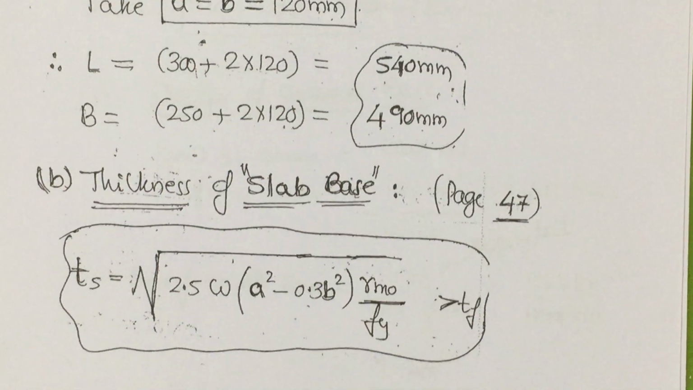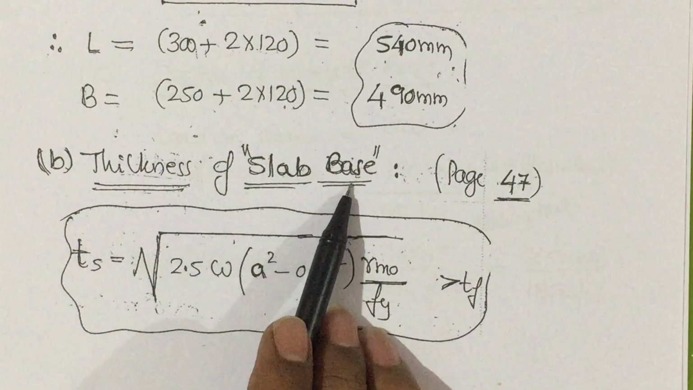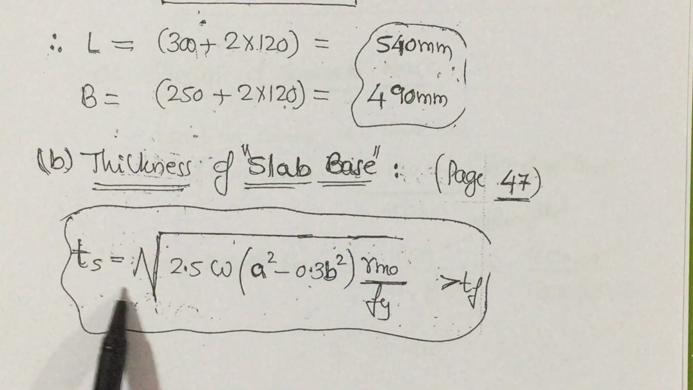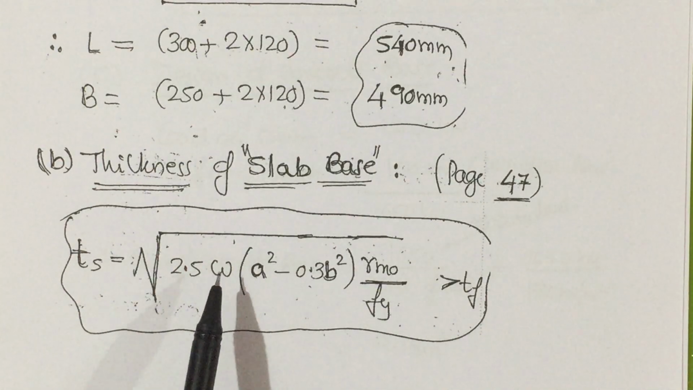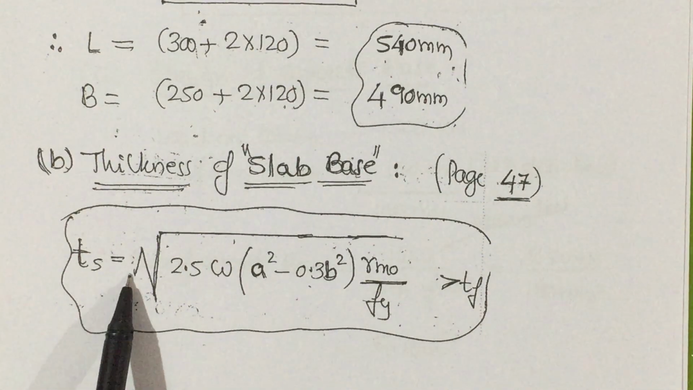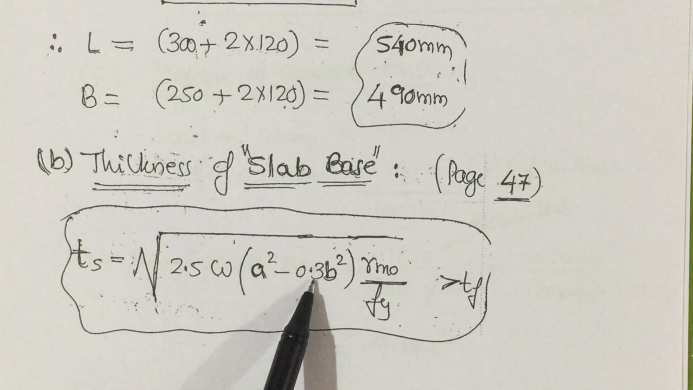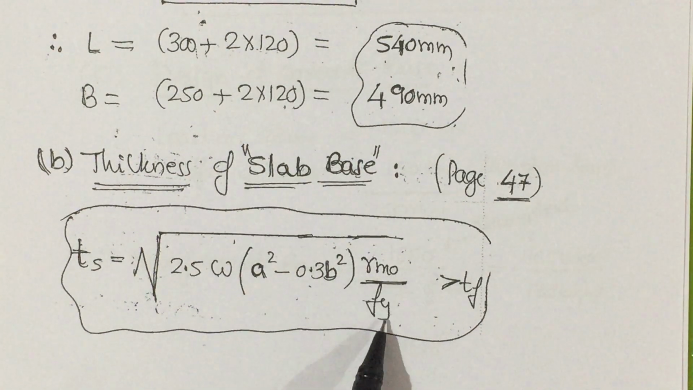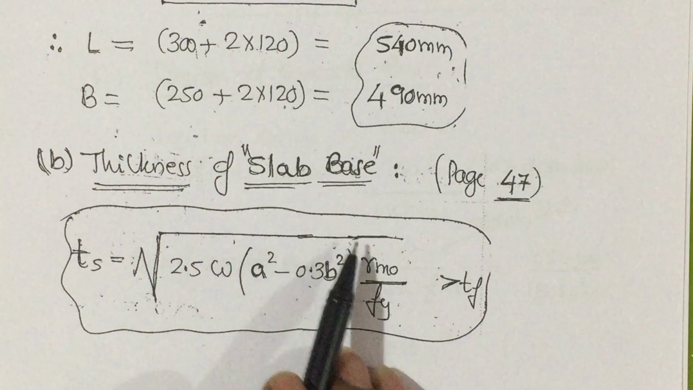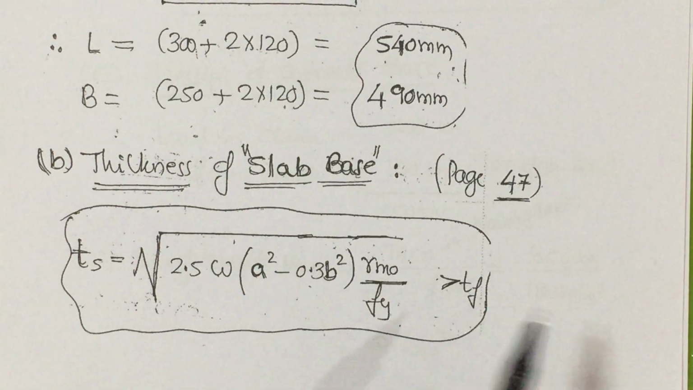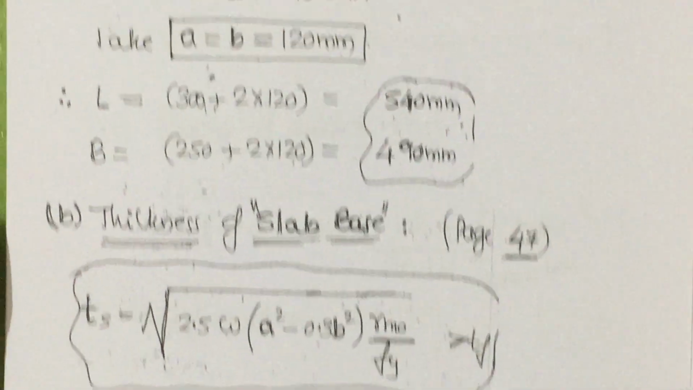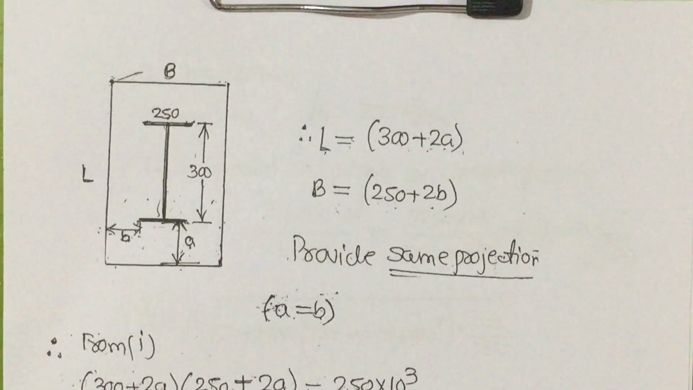Let us go to the second step, that is thickness of the slab base, given in page number 47, the formula. Thickness of the slab base Ts is given by square root of 2.5 into W into A square minus 0.3 B square into gamma m0 divided by fy. This value should be greater than Tf, the thickness of the flange.